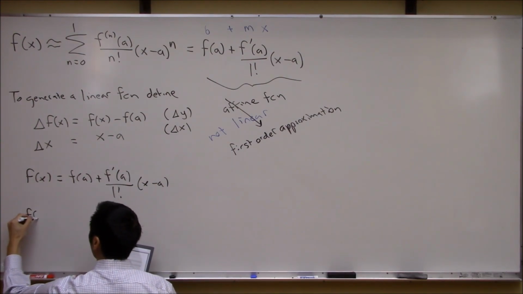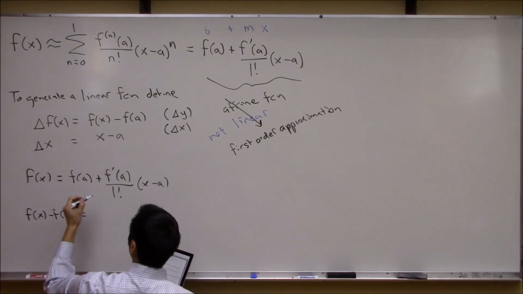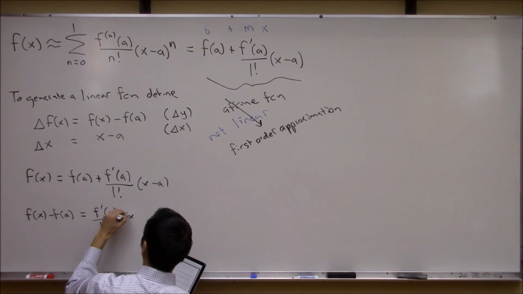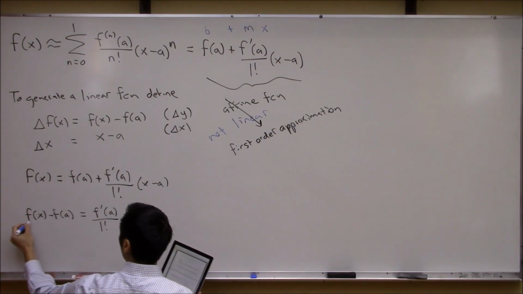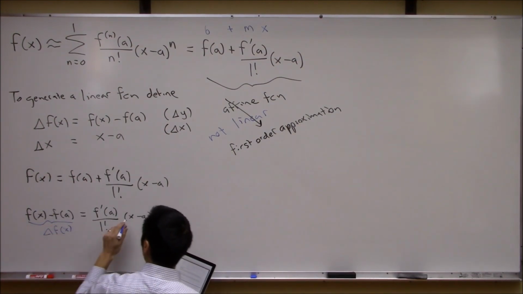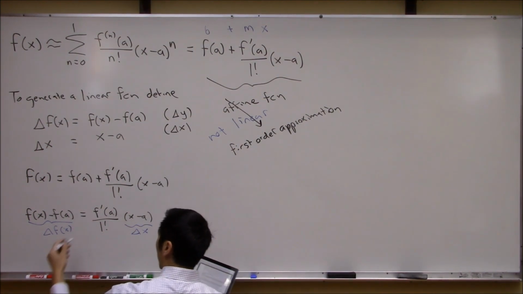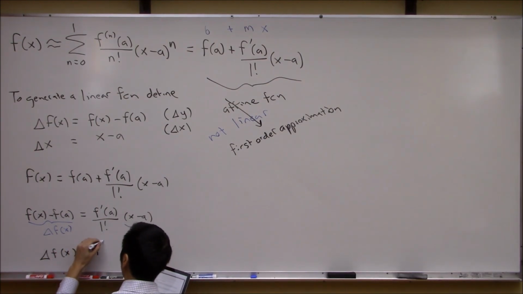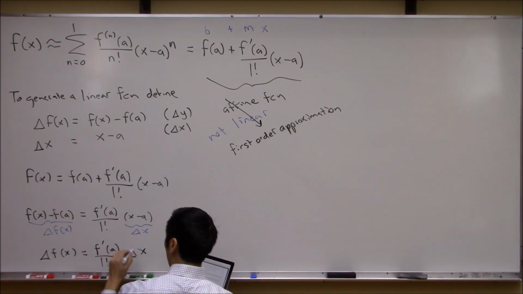So couldn't we write this as f of x minus f of a is equal to f prime of a all over 1 factorial times x minus a. Great, now let's go ahead and use our definitions. This term right here, isn't this just what we call the delta f of x, right? And this term right here, this is now delta x, right? So now I could write this whole expression as delta f of x is equal to f prime of a all over 1 factorial times delta x, right?